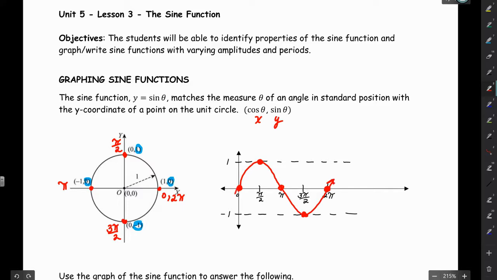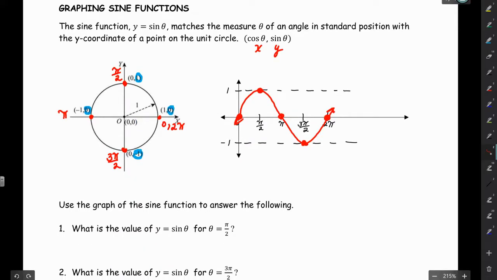So we've sketched one cycle of y equals sine theta. And just keep in mind that this will continue indefinitely to the left, and it'll continue indefinitely to the right. Right? We just sketched one cycle. Now we're going to use that graph to answer some questions here.